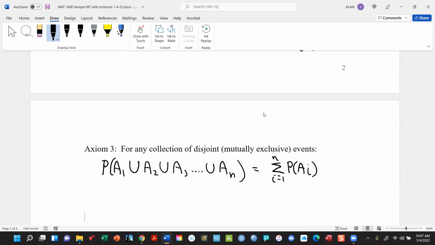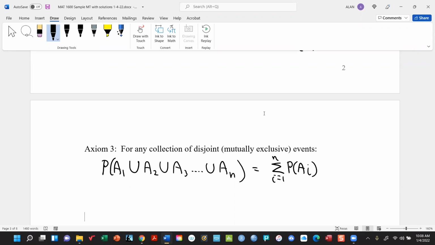So basically what you're seeing here is the general case of the simplified addition rule. In other words, this is the simplified addition rule, but applied to n events rather than just two. So this is the justification for that. Because they don't overlap, the probability of their union is nothing but the sum of the individual probabilities. So that is one of the three axioms on which the entire set of probability theory is based. All the rest of the results are taken directly from here.